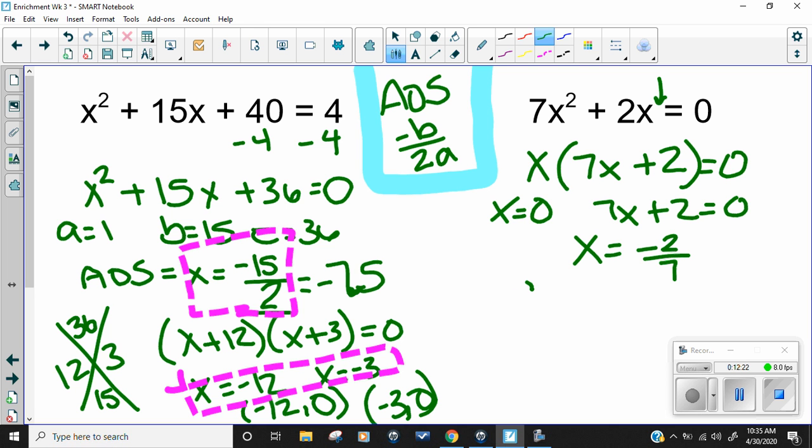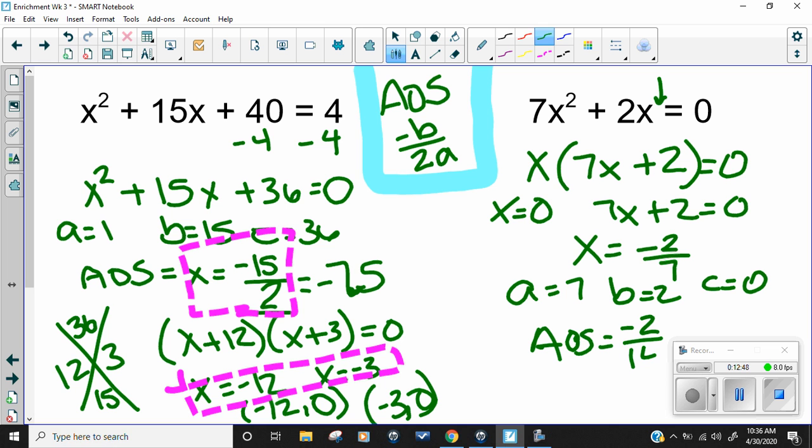Now AOS. A is 7, B is 2, and C is 0 because there's no C on the left-hand side. So AOS is negative B over 2 times A. 2 times 7 is 14. So you could do negative 2/14, you could do negative 1/7, or if you put it in the calculator, that one's not going to be exact, it's going to round, so negative 1/7 is a perfectly good answer for that.